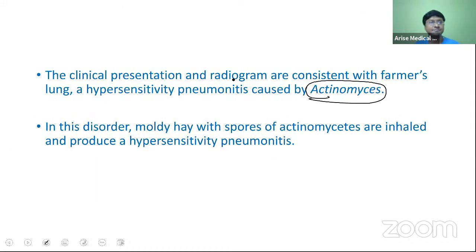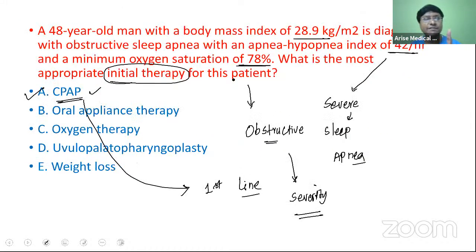Last question. In case of severe obstructive sleep apnea, the treatment of choice is CPAP, that is continuous positive airway pressure ventilation. So this completes the discussion of today's clinical based questions. And in the upcoming sessions, I will come up with many other clinical based questions, right?